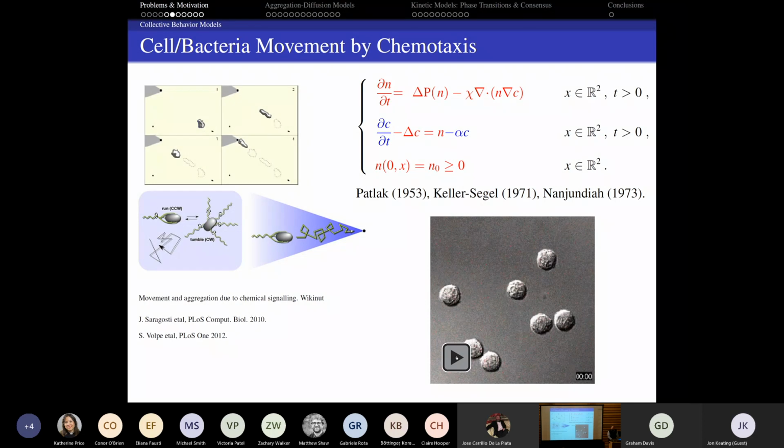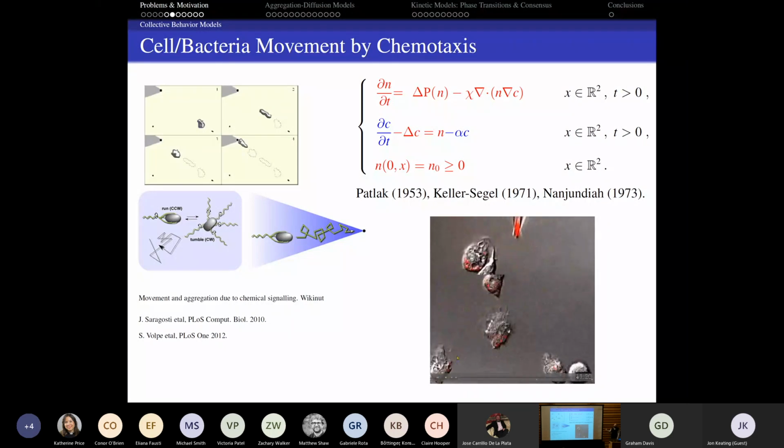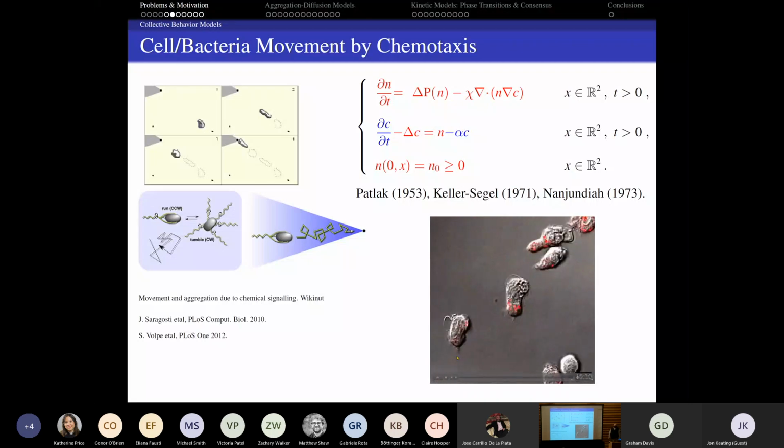Here you have how many? Seven cells. And then somebody arrives with a pipette and puts some chemical substance over there. And you see that the cells direct their movement immediately towards the source of this chemoattractant. So they are able to feel the change of the chemoattractant concentration, and then they direct their movement towards that location.